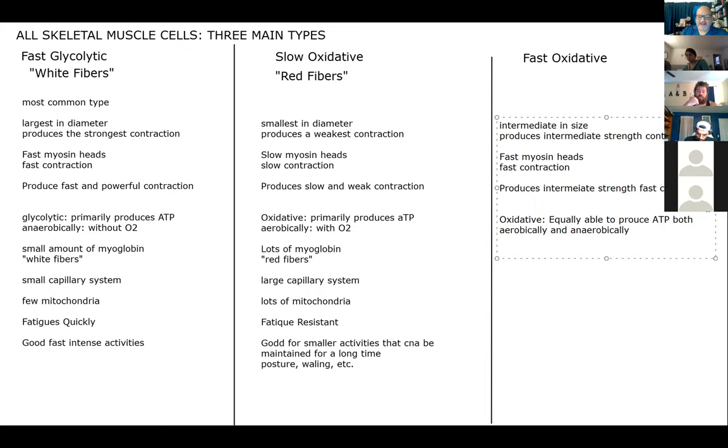As such, it has an intermediate amount of myoglobin. And so that means they're not quite white, but they're not quite red. What does that make these? Pink. Yeah, these are our pink fibers. Excellent. Intermediate in their capillary system and an intermediate amount of mitochondria.